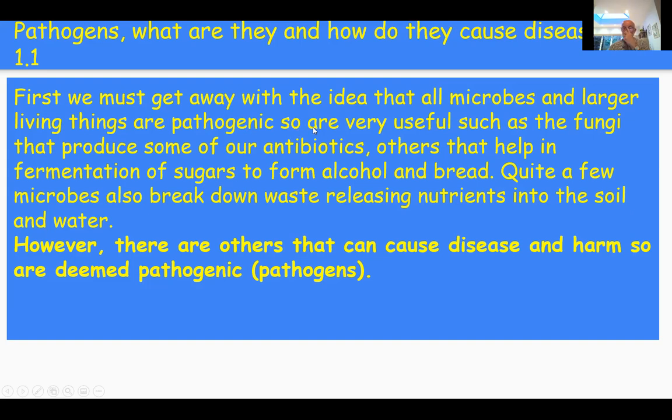Some are very useful, such as fungi that produce some of our antibiotics. Others help in the fermentation of sugars to form alcohol and bread. And quite a few microbes also break down waste, releasing nutrients back into the soil and the water. So microbes can also be helpful. However, there are others that cause disease and harm. So those are deemed pathogenic.